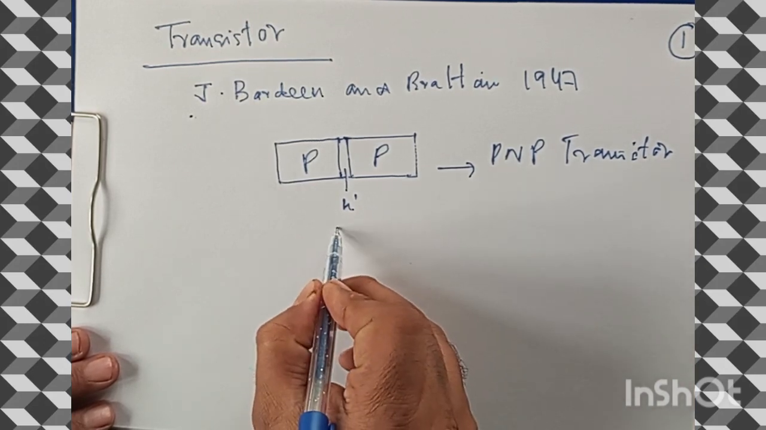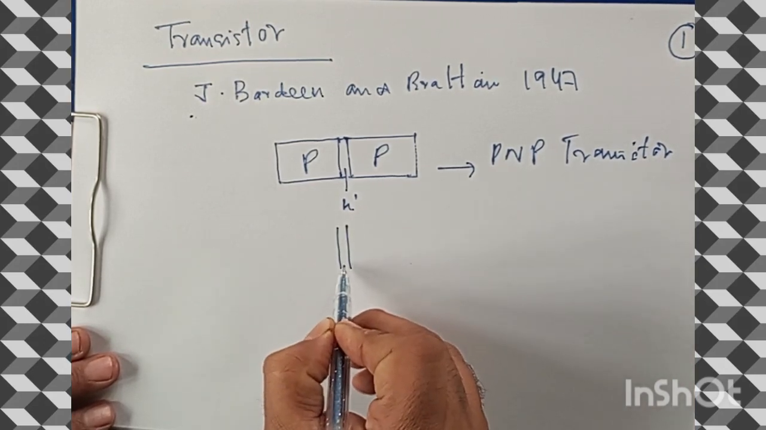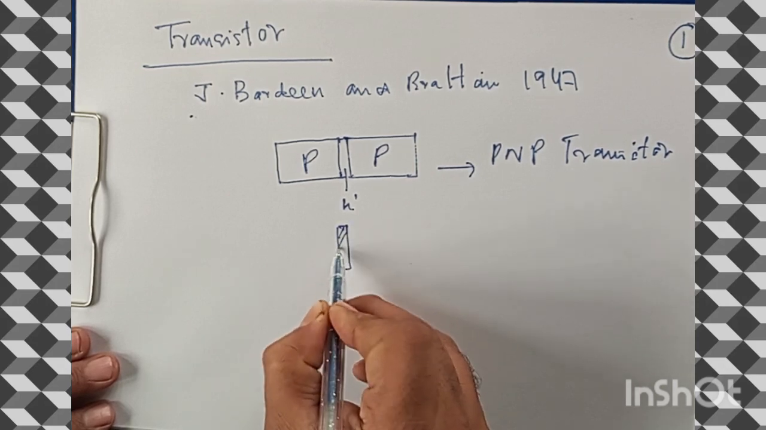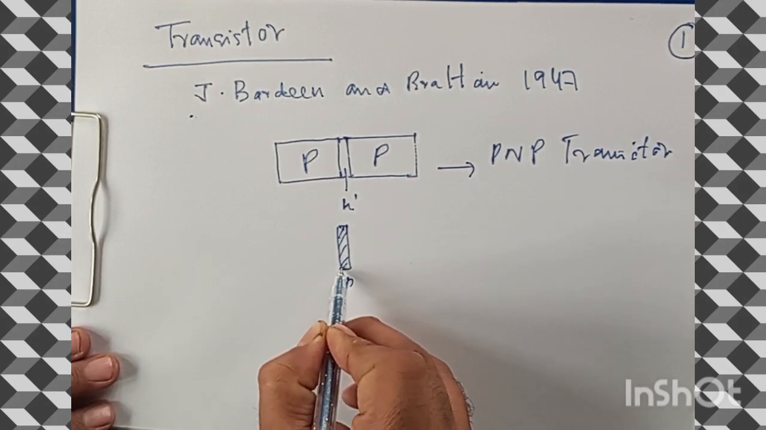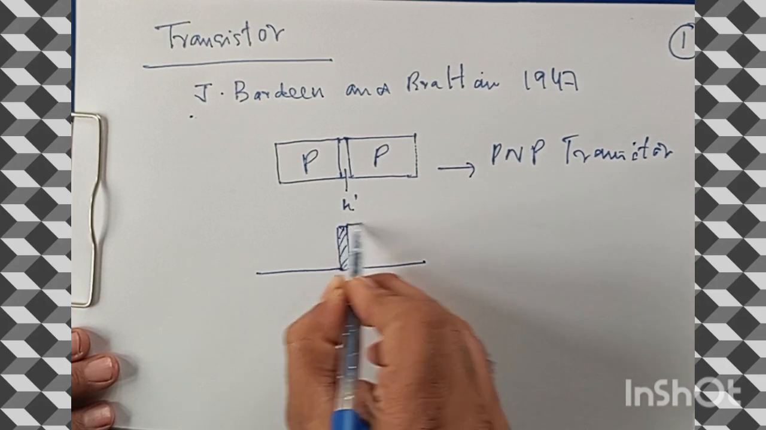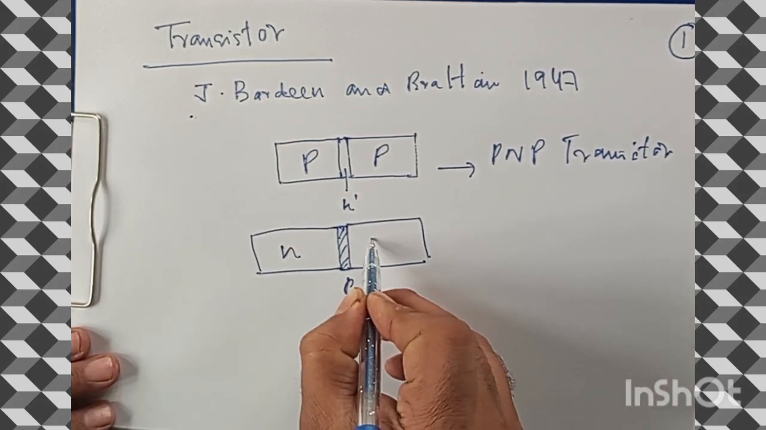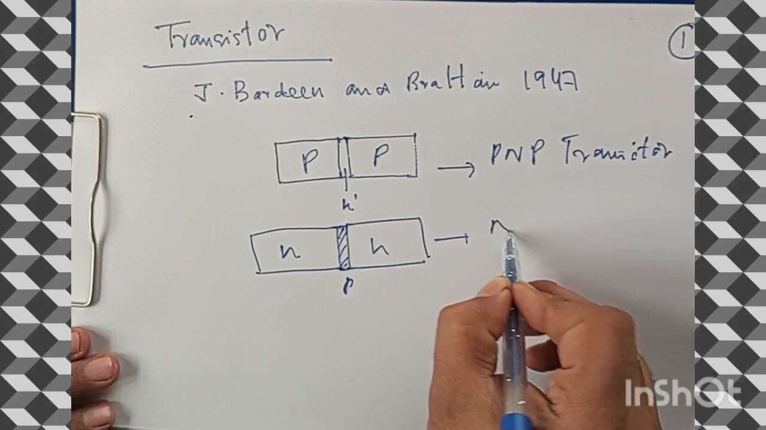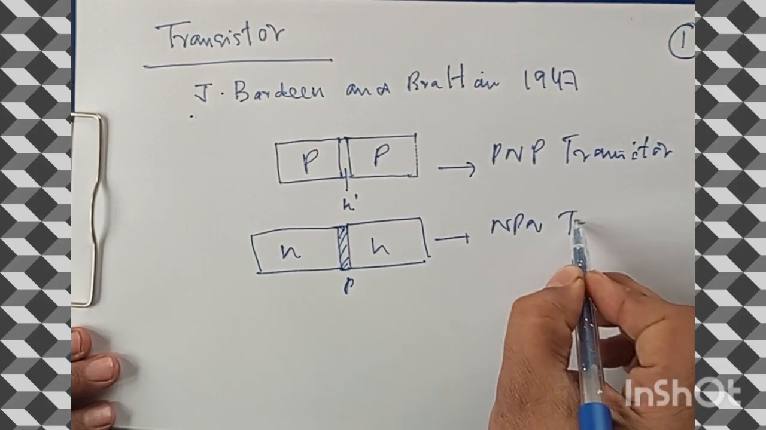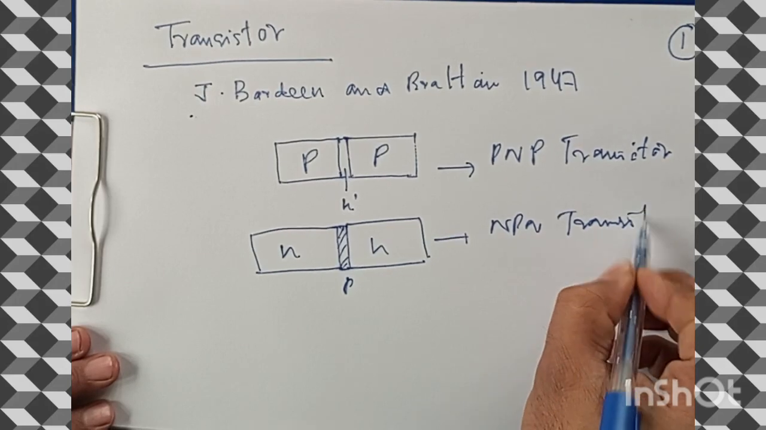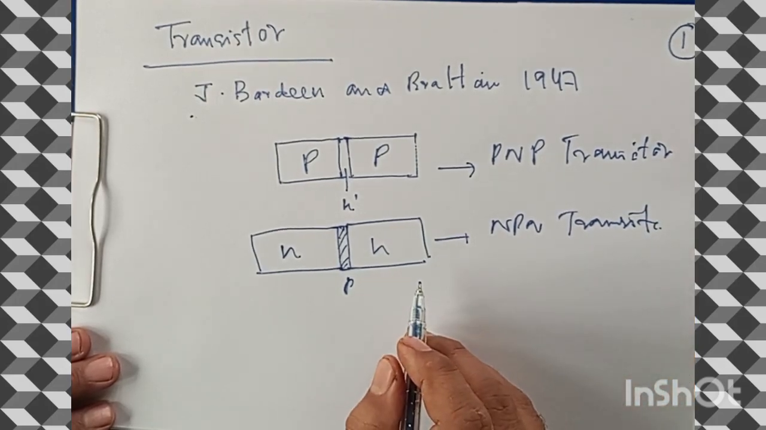Now, if we have the same situation with a thin base of P-type material, then we will have an NPN transistor. And that should be clear.